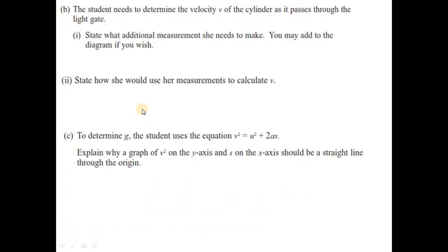B, the student needs to determine the velocity v of the cylinder as it passed through the light gate. State what additional measurement she needs to make. You may add to the diagram if you wish. So this is the diagram, and we need to determine the velocity of the cylinder as it passed through the light gate.